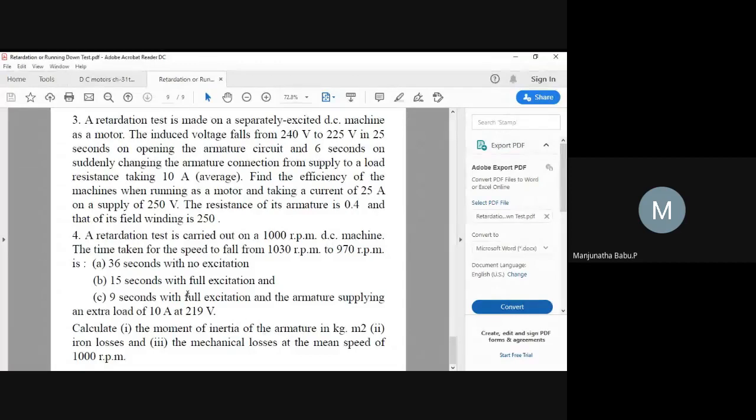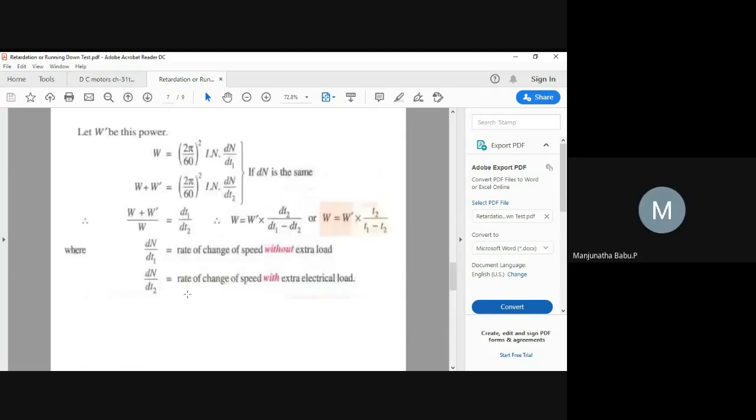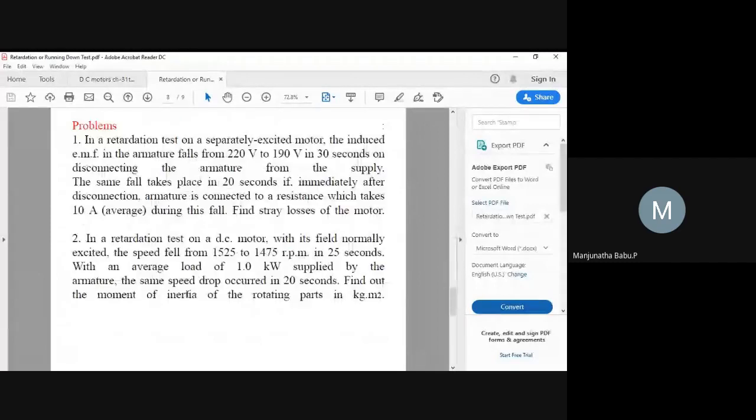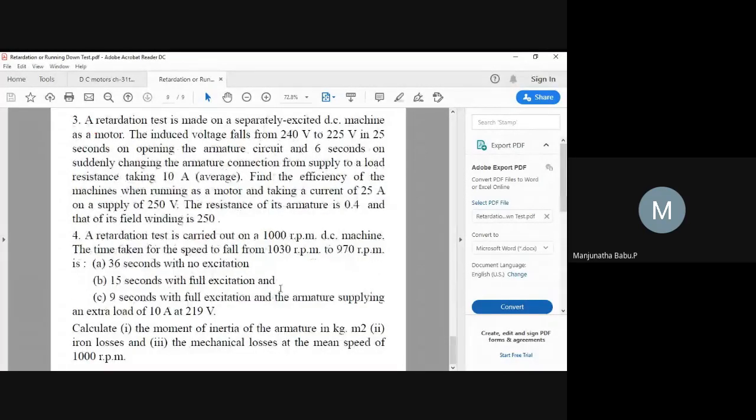So, stating equation 1 and equation 2, now let us go for another equation. Also we know that the rotational loss W will be equal to W dash. What is W dash? W dash is the additional loss, that is V into Ia. So W is equal to W dash into T2 by T1 minus T2. That is the other formula we will be using for rotational loss.